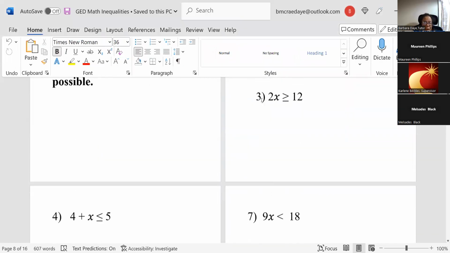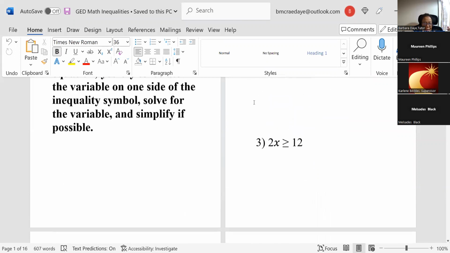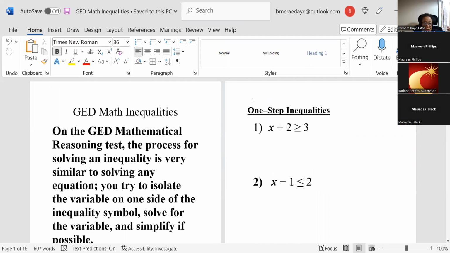Okay, we will start out with some one-step inequalities, because then we'll later work up to what we call multi-step. Now, the thing about inequalities is you solve them just like they were equals. What we do, we try to get our variable on one side, like if we had an equal. We do the same for an inequality. We get our variable on one side and we simplify if possible.